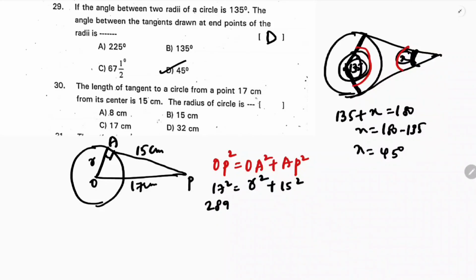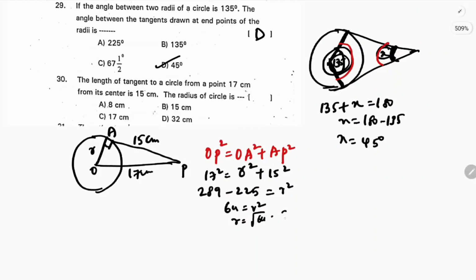17 square is 289, 15 square is 225, if I transpose, minus 225 equals R square. So 64 equals R square. So R equals root 64, which is nothing but 8 centimeters. So radius is 8 centimeters. Correct option is A.